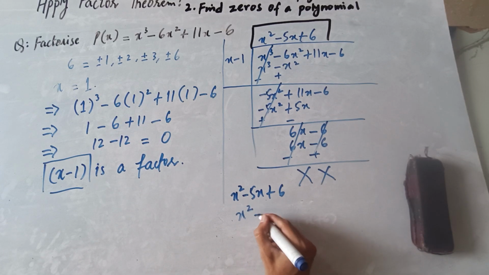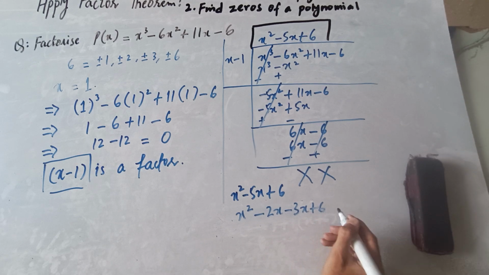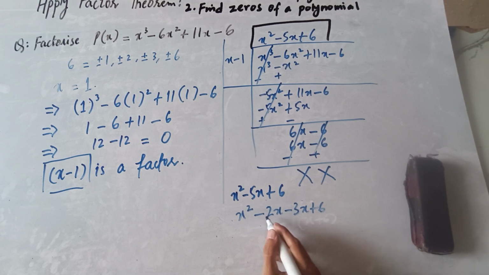x square minus 2x minus 3x plus 6. So now we can do it. It is also satisfying: minus 3 minus 2 is minus 5x, and by the product of it you will get 6x square, as minus times minus is plus.